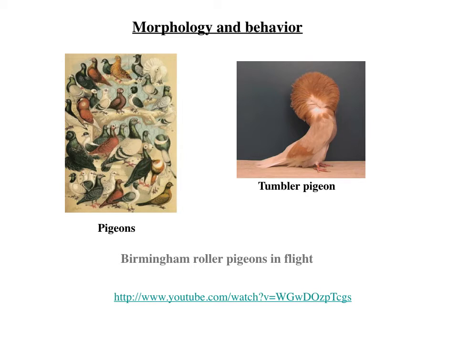We also can do not only just morphology, but behavior. We can select for behavior. Like I mentioned before, Darwin was super into pigeons and raising pigeons. We have different pigeons, like has anybody ever seen a Birmingham roller pigeon in flight? This is one where we select for a behavior. I'll show you the behavior here in a second. This tumbler pigeon too, artificial selection and breeding is so powerful that we can breed for stuff that's just totally ridiculous. Like look at the tumbler pigeon.